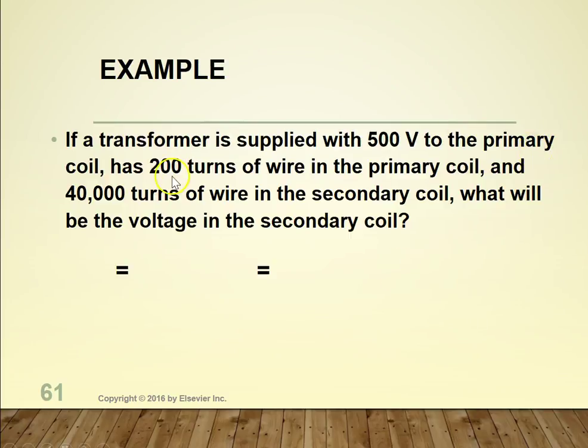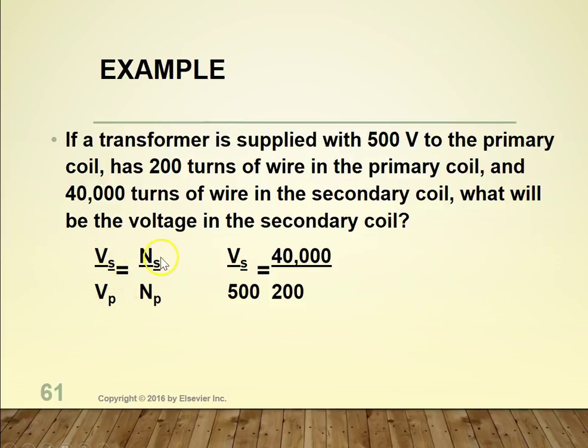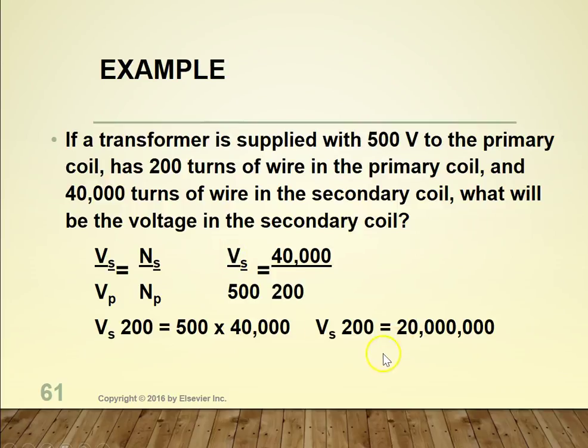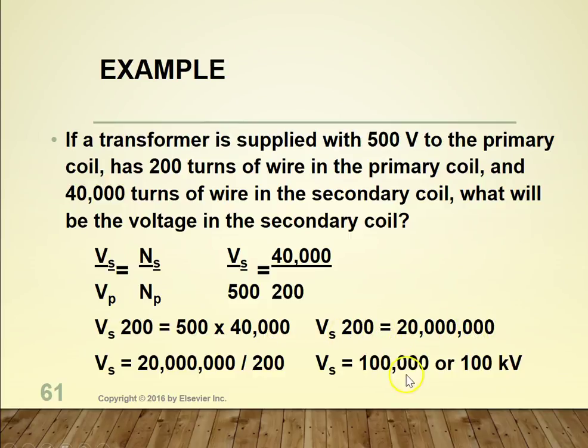Now, if a transformer is supplied with 500 volts in the primary, 200 turns in the primary, and 40,000 turns in the secondary, what will be the voltage? So I did it this way this time. Again, secondary volts over primary, secondary turns over primary. Vs over 500, because that's our primary. Here's our secondary, there's our primary. Cross multiply, so you have Vs times 200 is 500 times 40,000. Then it's 20 million. Divide by 200, and your answer is 100,000 volts, or you could say 100 kV.